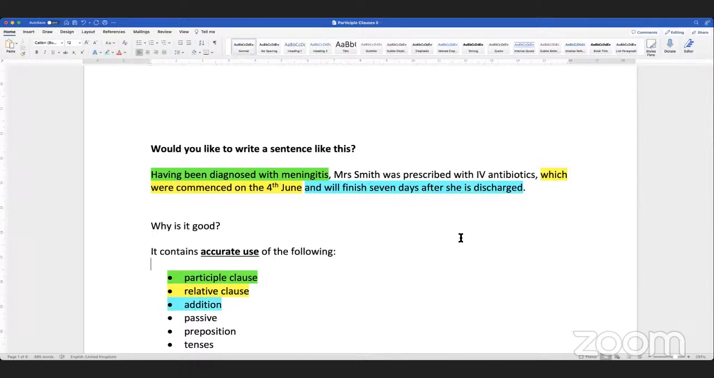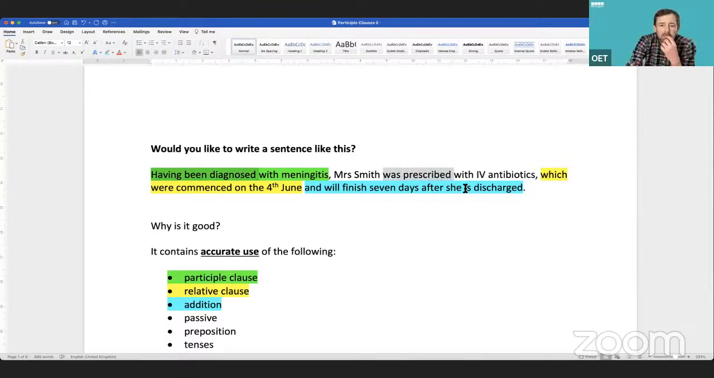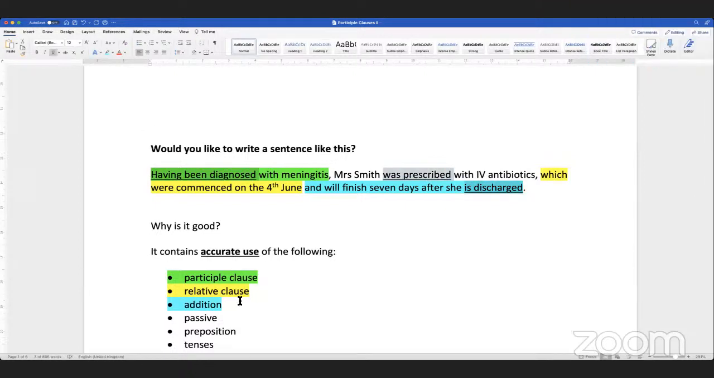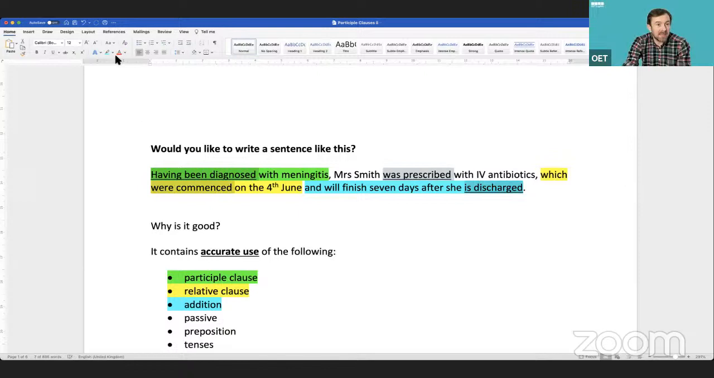Passive. Having been diagnosed. Was prescribed. Were commenced. Yeah, having been diagnosed is passive. Was prescribed, were discharged, were commenced, that's also passive. So we've got loads of passive there.